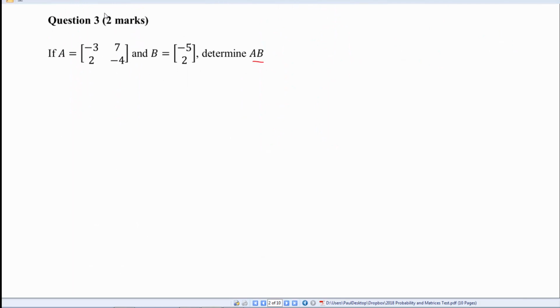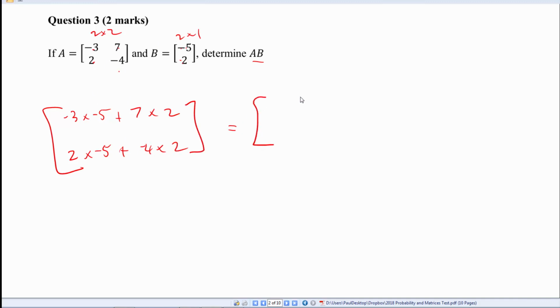So when we multiply together, what's the result going to be? Well, first of all, we've got a 2 by 2 and a 2 by 1, so after multiplying, the result will be a 2 by 1 matrix. So we're going to multiply this element by this element and add this element by this element. My working out will be -3 times -5 plus 7 times 2, and we're also going to do 2 times -5, this element by this element, plus -4 times 2. So that's going to equal 15 plus 14, and -10 plus -8, which equals 29 and -18.